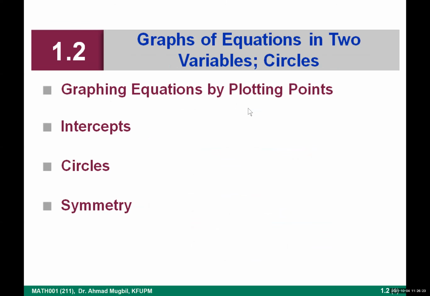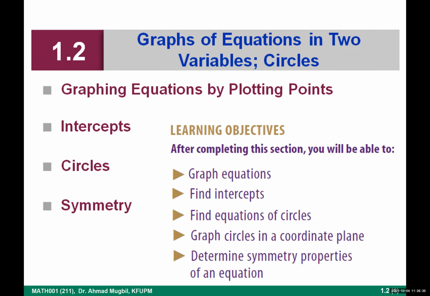Good. Section 1.2 is about graphs of equations in 2 variables and also about circles. After finishing this section, you will be able to graph equations. We will not focus too much on this part because we will study it again in chapter 2 with details there. Then we will learn how to find intercepts. We will focus on this. You have to know how to find the intercepts, what they are and how to find them, and how to find the equations of circles, and how to graph circles, and how to determine the symmetry property. Maybe next class, not in this class. So we need to achieve these 3 objectives today in this section.